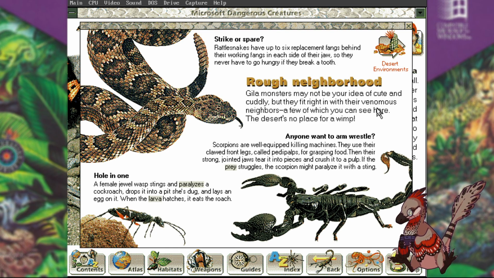Hole in one. A female jewel wasp stings and paralyzes a cockroach, drops it into a pit she's dug, and lays an egg on it. When the larva hatches, it eats the roach. Well, that is horrific. Okay, I did not know that. That is quite the wasp. I'm quite happy that the wasps we have here are typically rather friendly, comparatively.